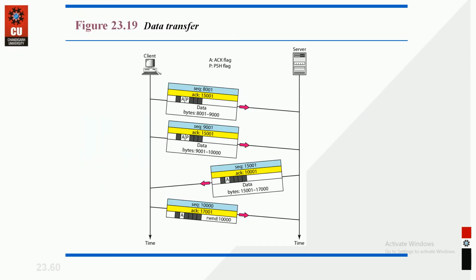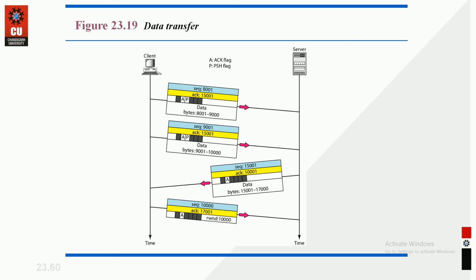So it will send the sequence number 8001, waiting for acknowledgement 15001. Now again it will send the next data with the sequence number 9001. A and P is okay, right? Now the server replies with the sequence number 15001 and acknowledgement 10,001, right? It is just an acknowledgement, so it will send the data 15,000 to 17,000. From their side, the segment is, let's say, 2000 bytes.